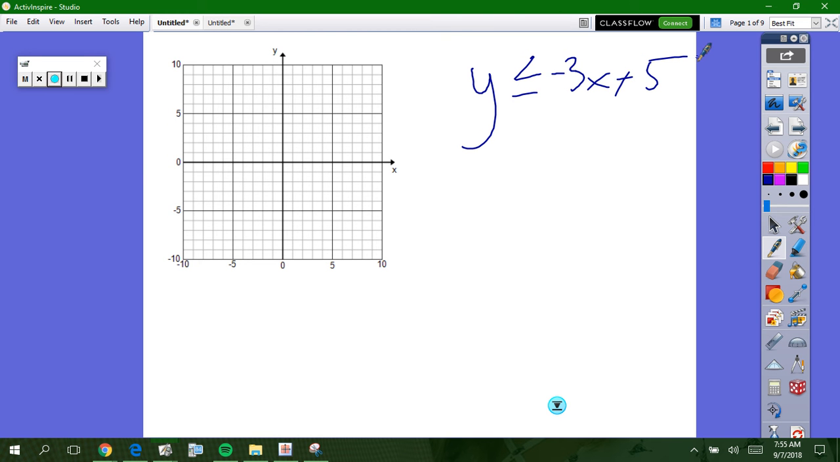How do we graph this one compared to just a regular line? Do we treat it any different? The only difference is, in the end, there's going to be some shading. Because once again, an inequality has an infinite amount of solutions, correct? There's tons of things that would make this work, okay? So, we're going to graph it just like normal. So where do we start out at?